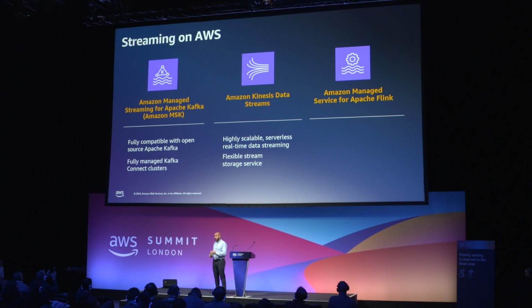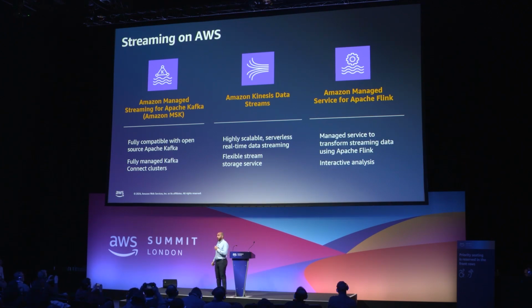Now, Flink, like Kafka, is open source, and we have a managed version of Flink, which is used for unified batch and streaming. It's used for interactive analysis. You can write streaming applications in Java and Scala, which will benefit from features like windowing functions and time-based functions to analyze sliding windows of your data on the fly and be able to produce insights in real time or near real time.